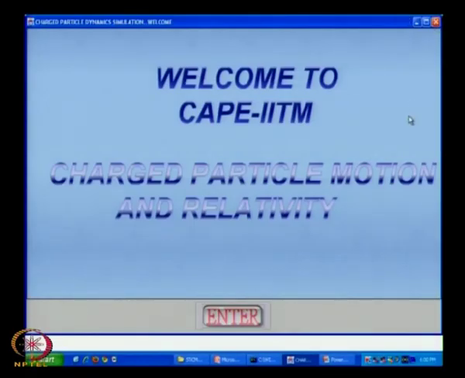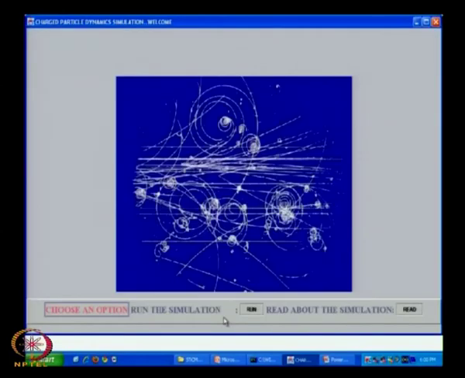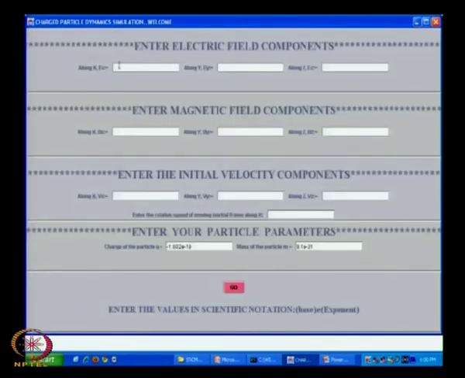So this is the software which was developed by Satish, Venkatesh, Chaitanya Das, and Srinivas Murthy. What is this CAPE IITM? That's computer aided physics education, I believe. Computer aided physics education at IIT Madras. So that's the CAPE IITM. All right. So what are you doing now, Jobin?